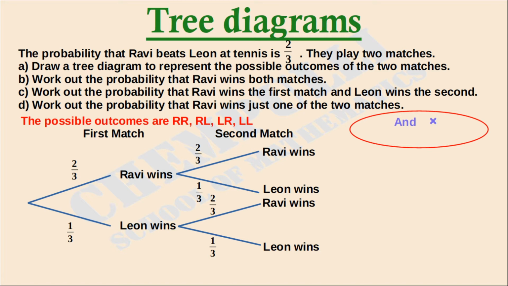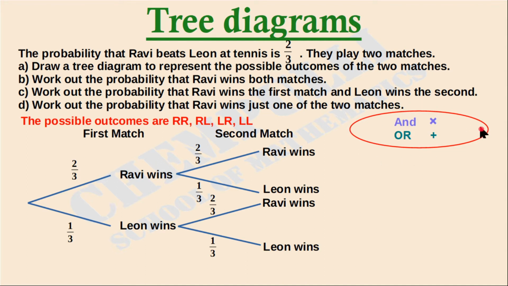That means we will take first match Ravi wins, that is R, the first match probability, times the second match probability. In the AND case, in this tree diagram, we will use the operation multiplication. Okay, then in the OR case we use the operation addition. This part is very important, it is the one trick we use in tree diagrams.